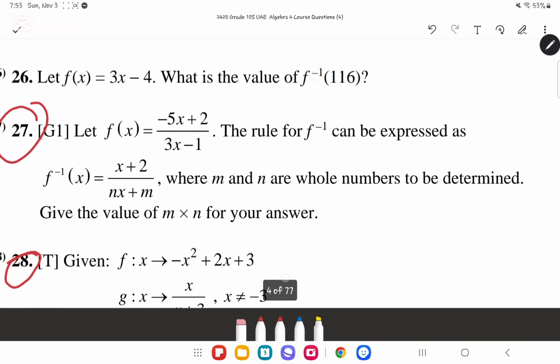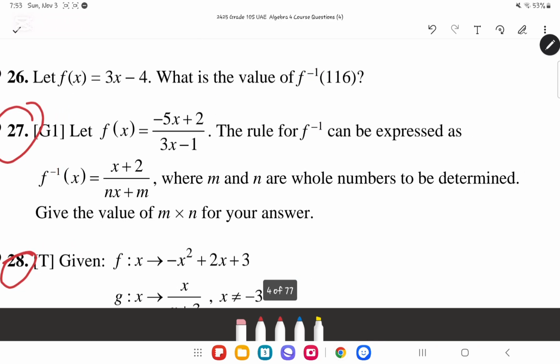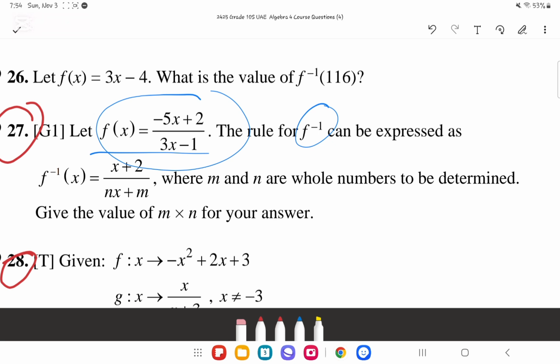So starting off with the first question, they're telling us, let f(x) equals (-5x + 2) over (3x - 1). So this is our function. They want us to find the inverse of this function. Very simply, to find the inverse, what we need to do is change f(x) into y. So y is equal to (-5x + 2) over (3x - 1).